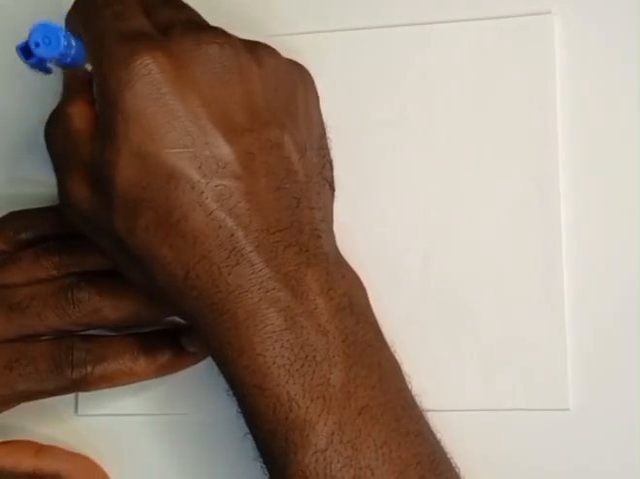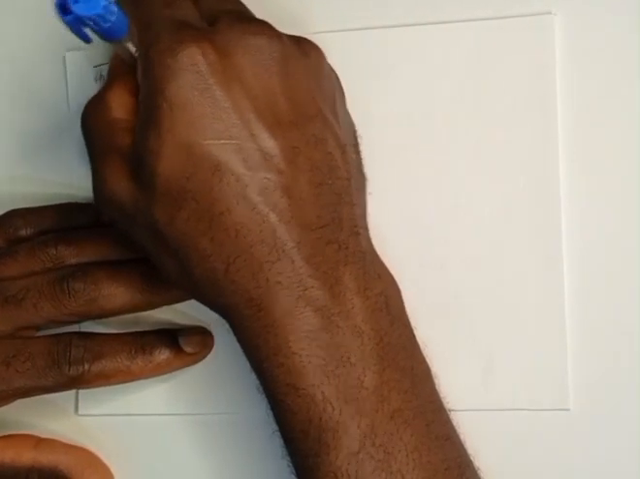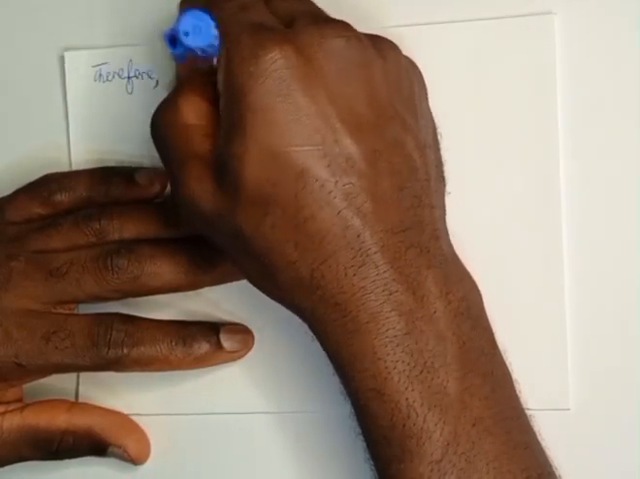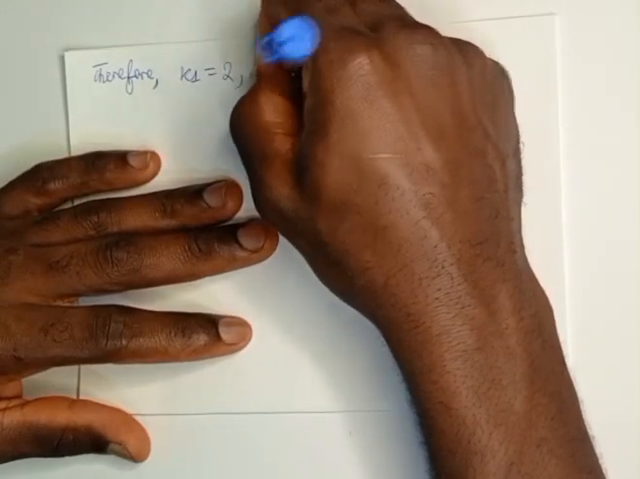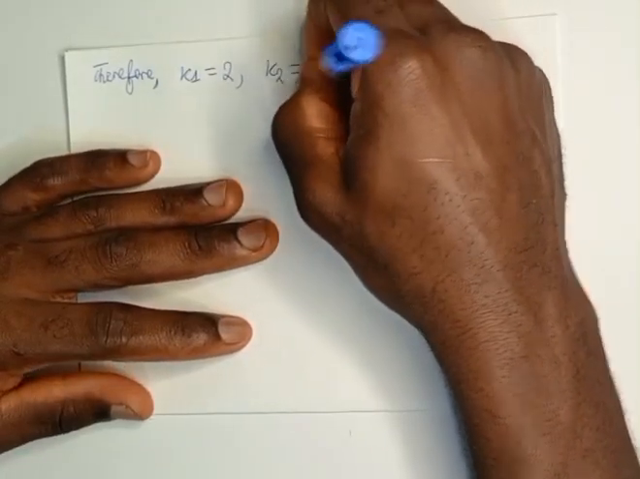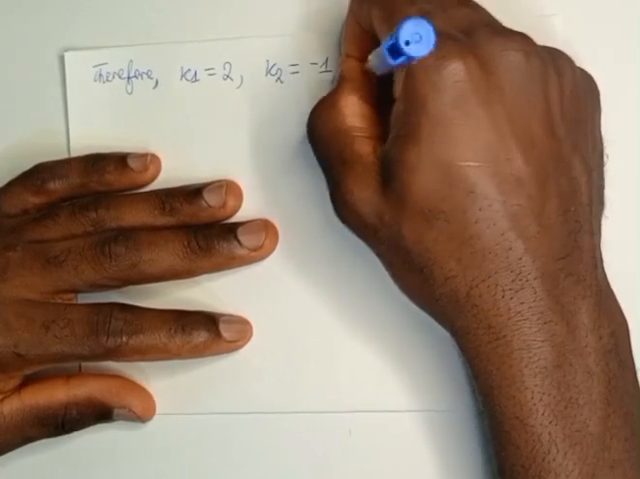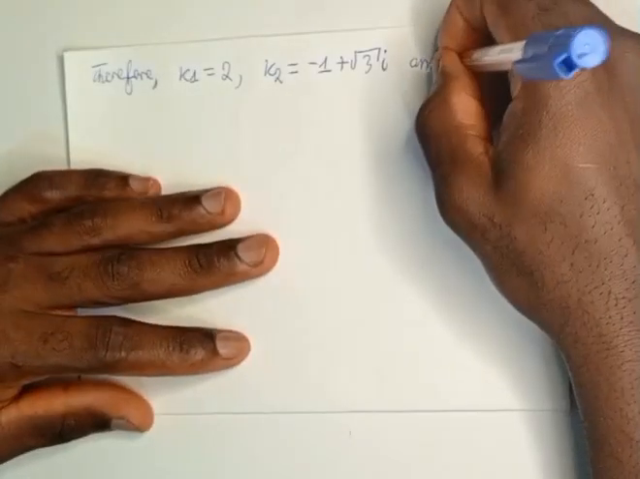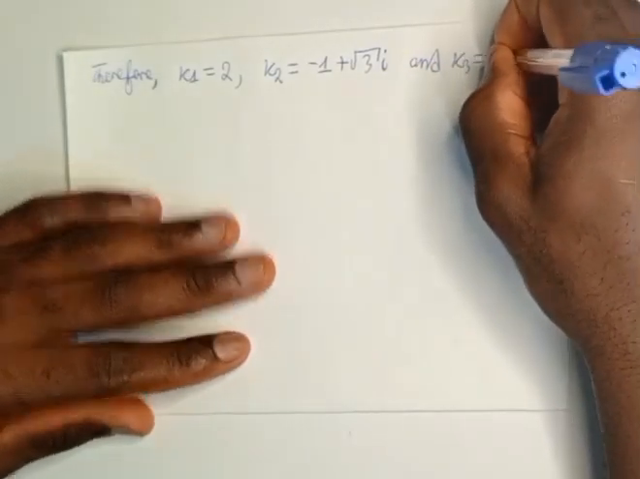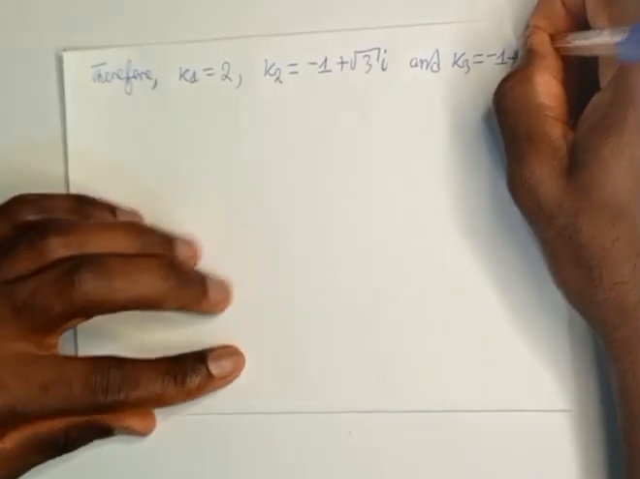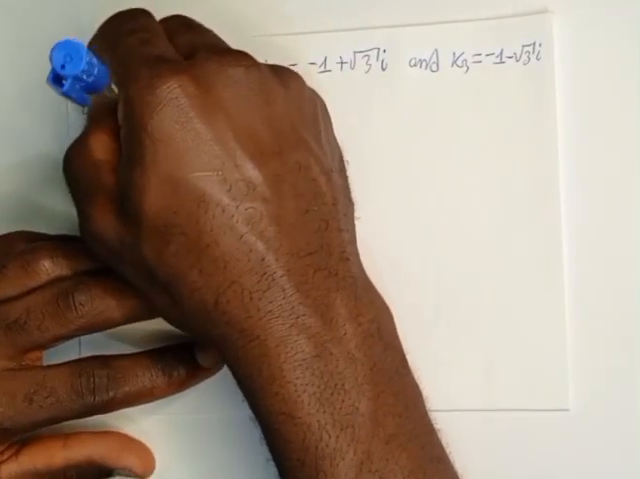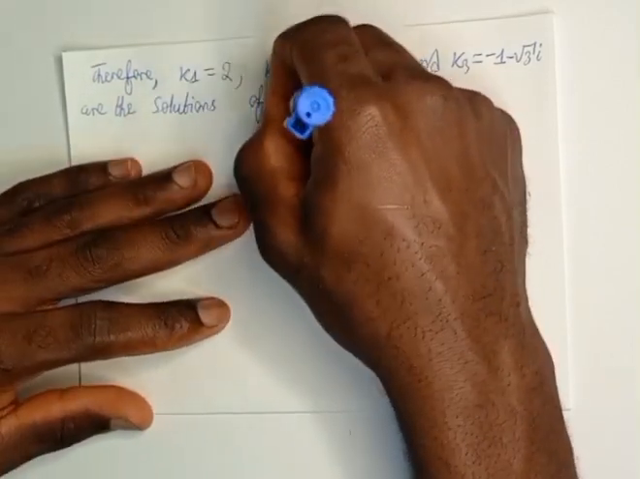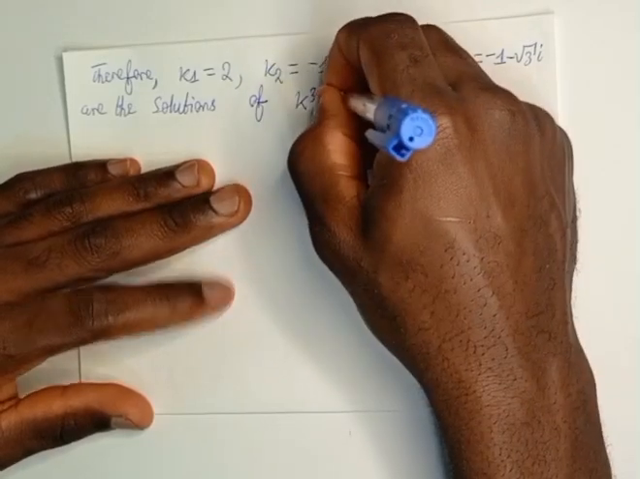Then we conclude, therefore, k1 equal to 2, k2 equal to negative 1 plus root 3i, and k3 equal to negative 1 minus root 3i are the solutions of k cube equal to 8.